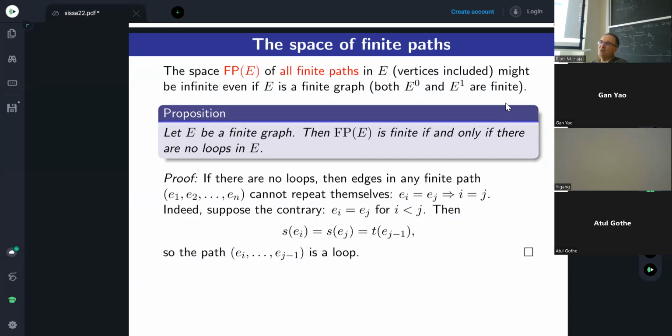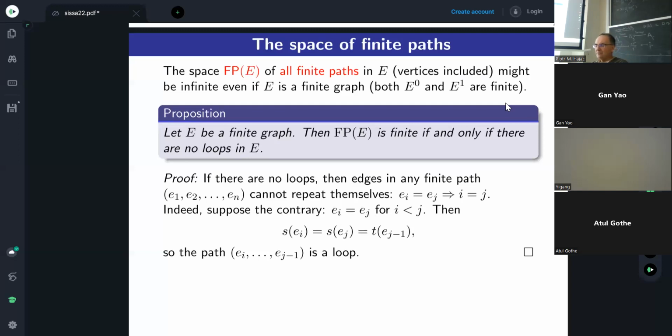So one way implication is obvious. If you have a loop, of course, your space of paths is infinite because you can go around your loop as many times as you want. So you can have paths of any length you want. So you have infinitely many paths. So one way implication is obvious. But now how about the other way around?